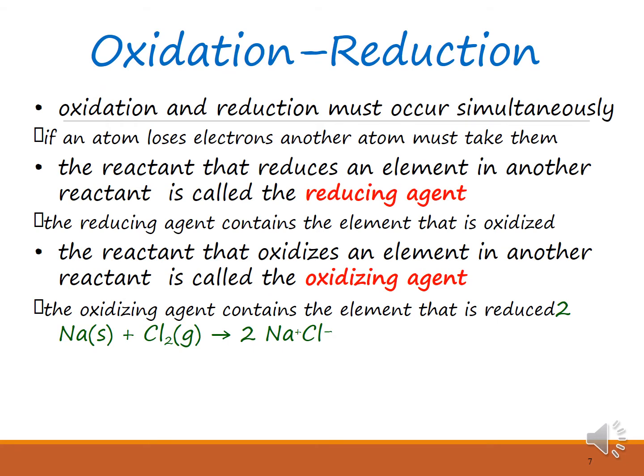So children, we can say oxidation and reduction must occur simultaneously. If one atom is losing electrons, some other atom must be there to accept those electrons. So we can say the reactant that reduces an element in another reactant is called the reducing agent, and the reactant that oxidizes an element in another reactant is called the oxidizing agent.